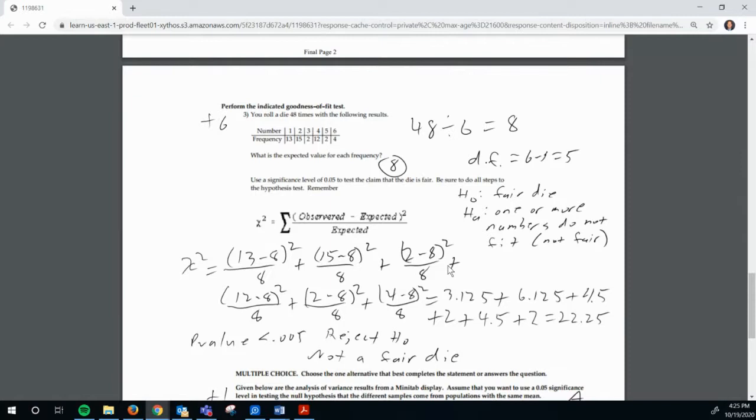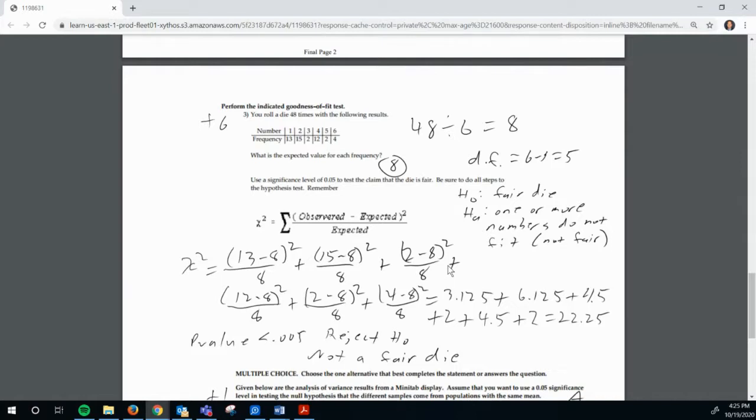A die is rolled 48 times. It asks, what's the expected value? What would you expect it to come up? So 48 divided by 6 would be 8. So there should be 8 occurrences. Now, obviously, this doesn't happen, right? But there's some variability. The question is, is the variability explained by randomness or not? This is what stats helps us figure out.